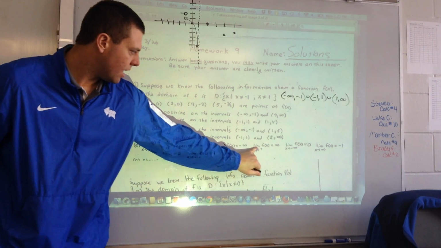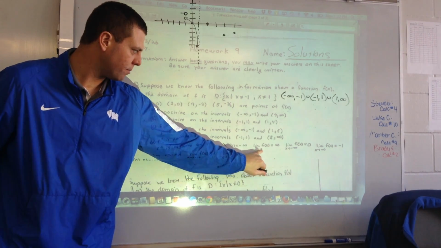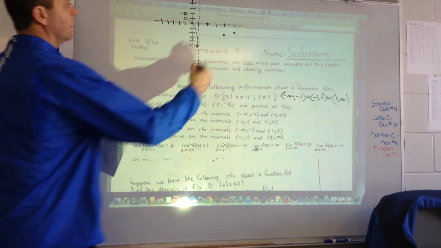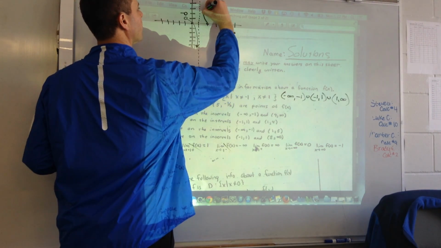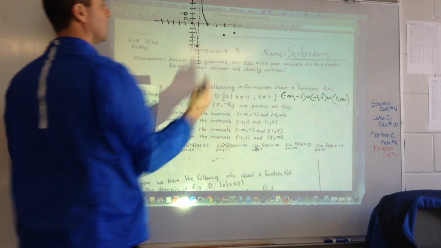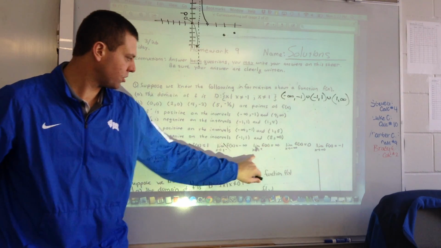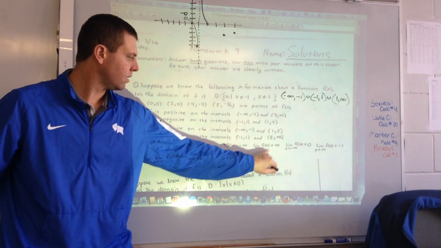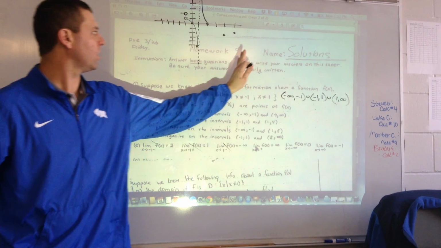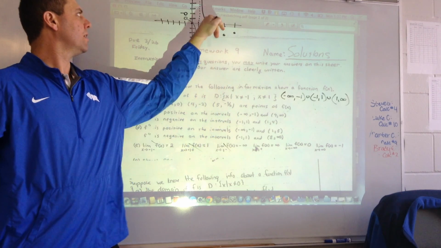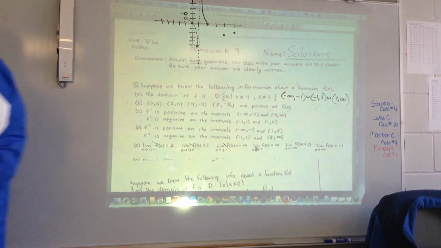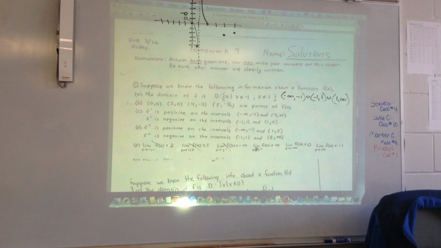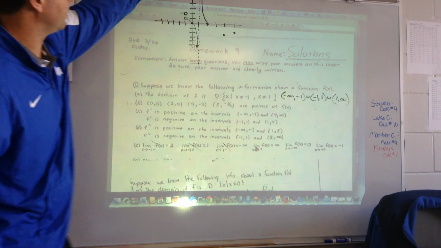The limit of the function as x approaches 1 from the right is positive infinity. So I'd be willing to bet the graph's probably doing this. As I get close to 1 coming from the right, the graph is going towards positive infinity. So I'm going to guess that it's probably going to look something like this over on this side.